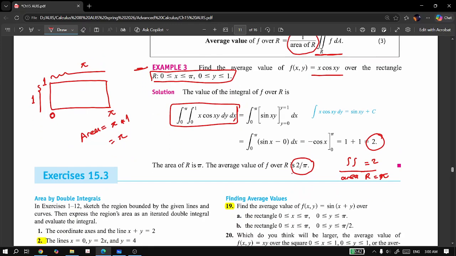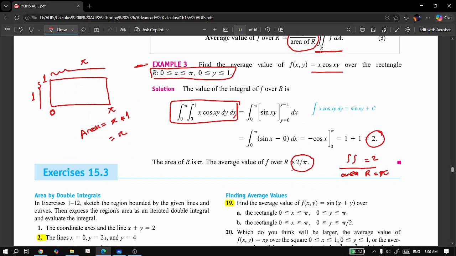That's all about 15.3, which was the application of double integration for finding the area between two curves. Have a great time.